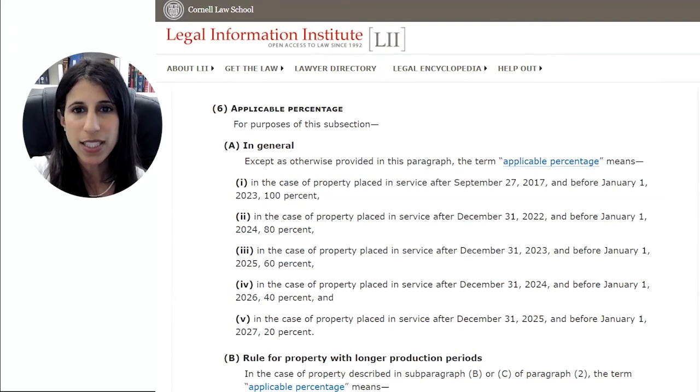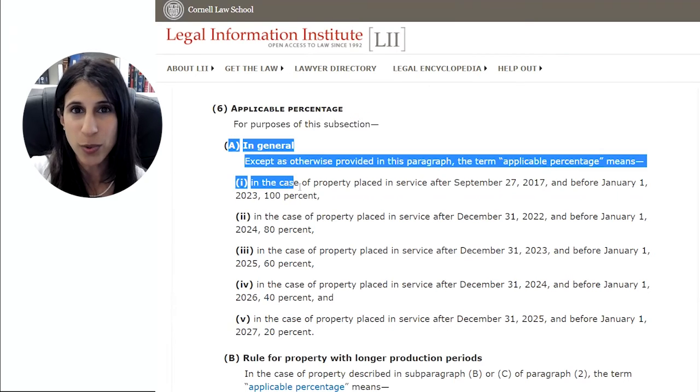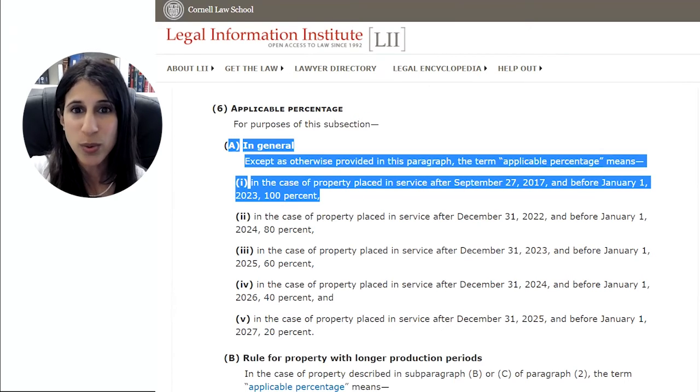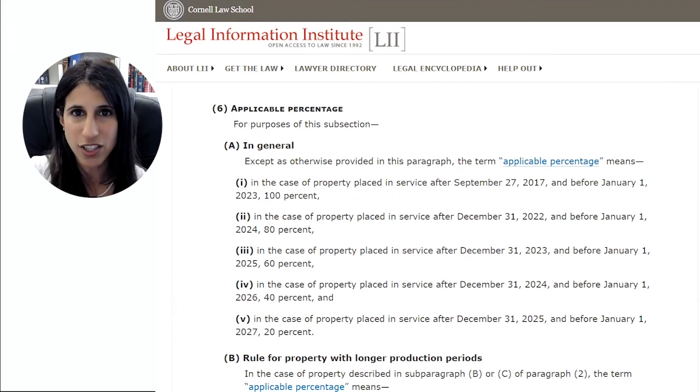For property placed in service after September 27, 2017, and before January 1st, 2023, the applicable percentage is 100%. This means that if you qualify for Section 168(k) bonus depreciation, you can deduct 100% of the property's basis in that first year the property is placed in service. In other words, you get to immediately expense the entire cost of the property. Note that the salvage value here is also irrelevant for determining the amount of the deduction.